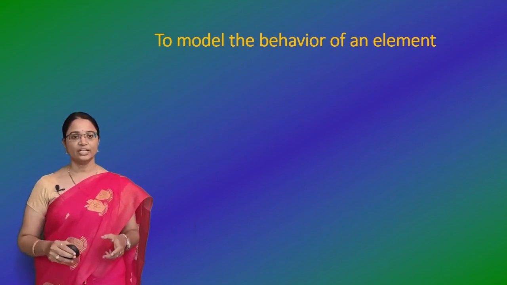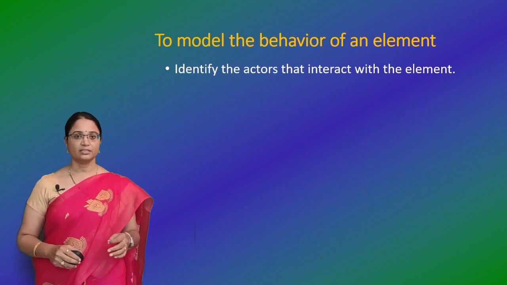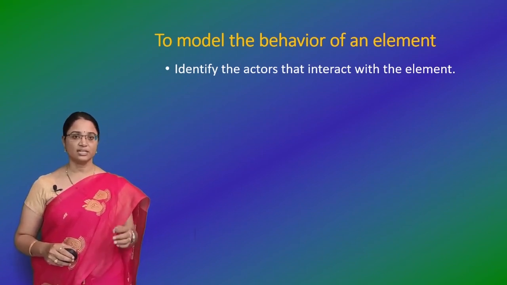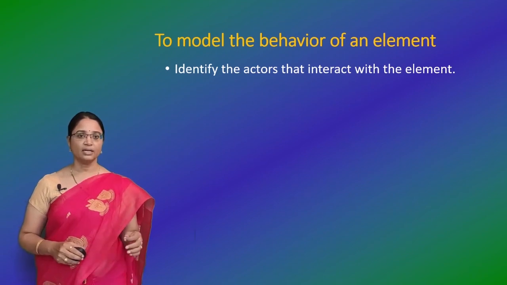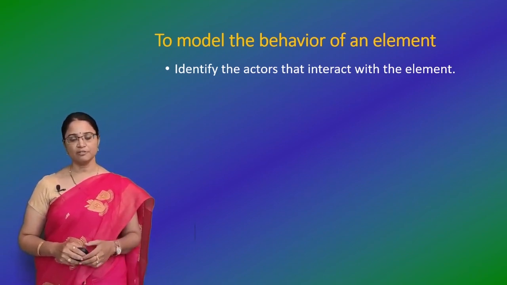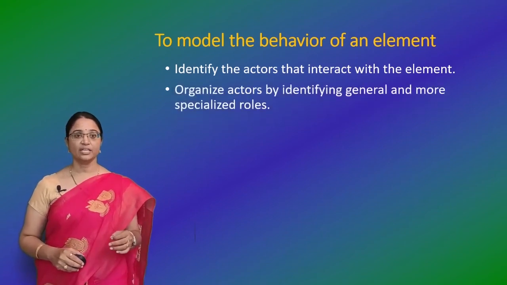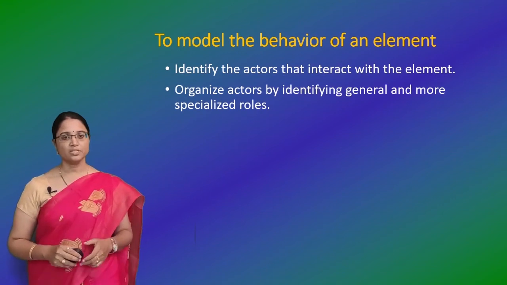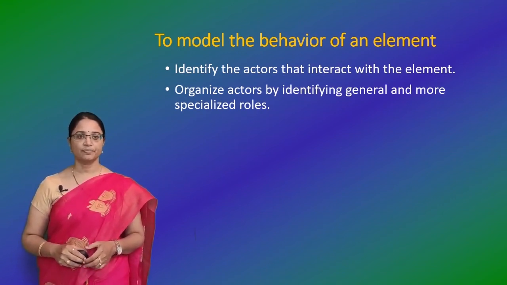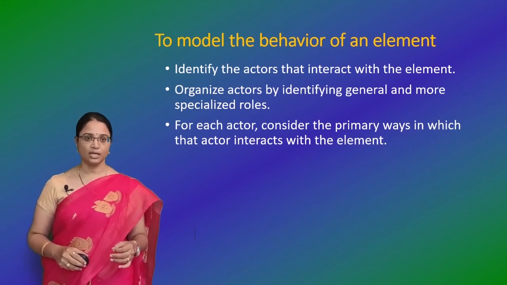First of all, you need to identify the actors that interact with the element. Candidate actors include groups that require certain behavior to perform their task, or they need directly or indirectly to perform the element's function. Next, organize actors by identifying general and more specialized ones. If there are general and more specialized actors, then you represent them by using a generalization relationship. For each actor, consider the primary ways in which that actor interacts with the element.